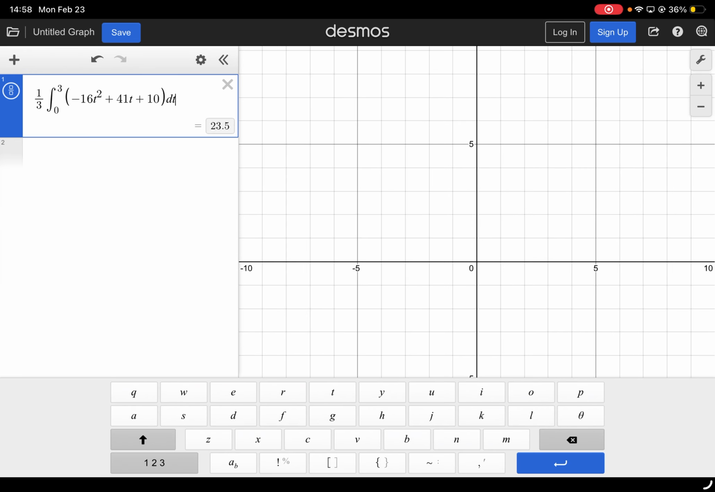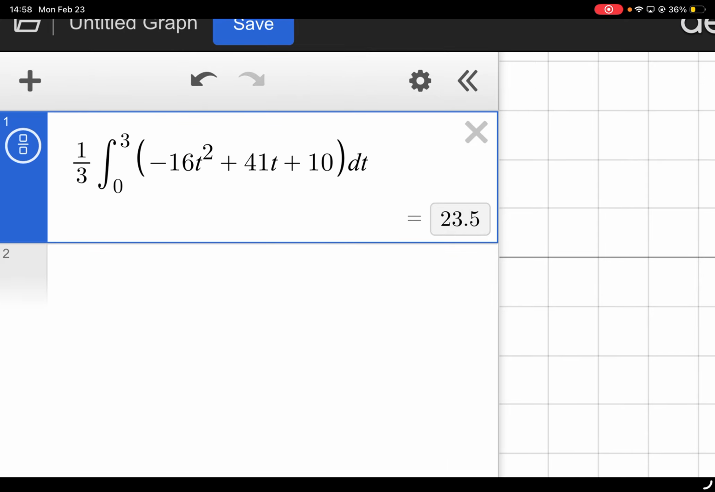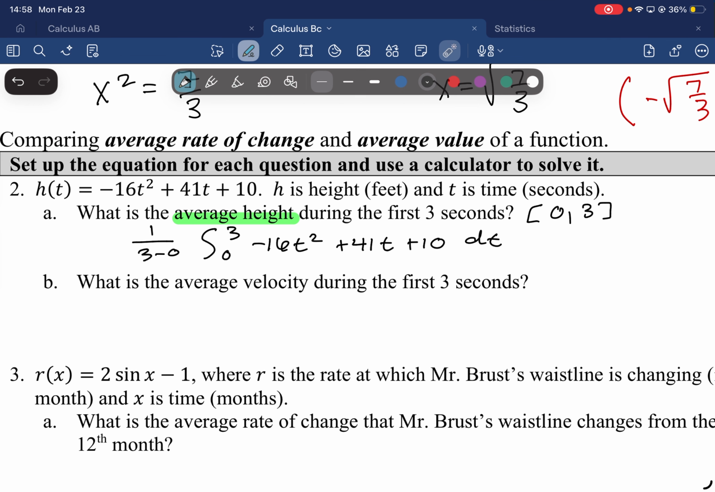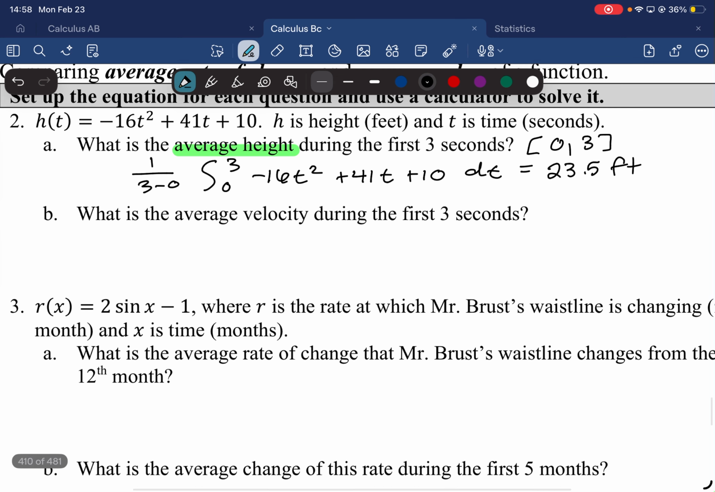Okay, and notice I get 23.5. And since this is including units, it'd be 23.5 feet. So I just plugged in exactly what I wrote on my paper into Desmos, and it did it for us. This is something that we could have easily integrated, however, because it's just a bunch of the power rule. 23.5 feet. So again, we could have integrated this by hand, but if they give you access to Desmos, just go ahead and use it.